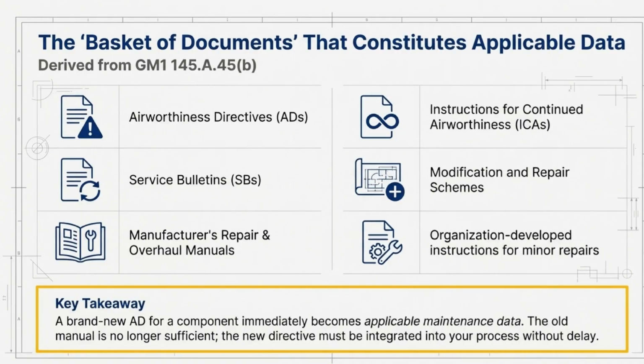It means applicable maintenance data isn't just, say, the main manual. It's a whole basket of documents. We're talking essential stuff like any applicable airworthiness directives, ADs, those mandatory mods, service bulletins, SBs from the manufacturers, specific repair manuals from the design organization, detailed overhaul instructions, and even, importantly, any instructions the maintenance organization develops itself, maybe for minor repairs where the manufacturer hasn't provided specific guidance. It's designed to be comprehensive, a safety net, really, so no critical info gets missed.